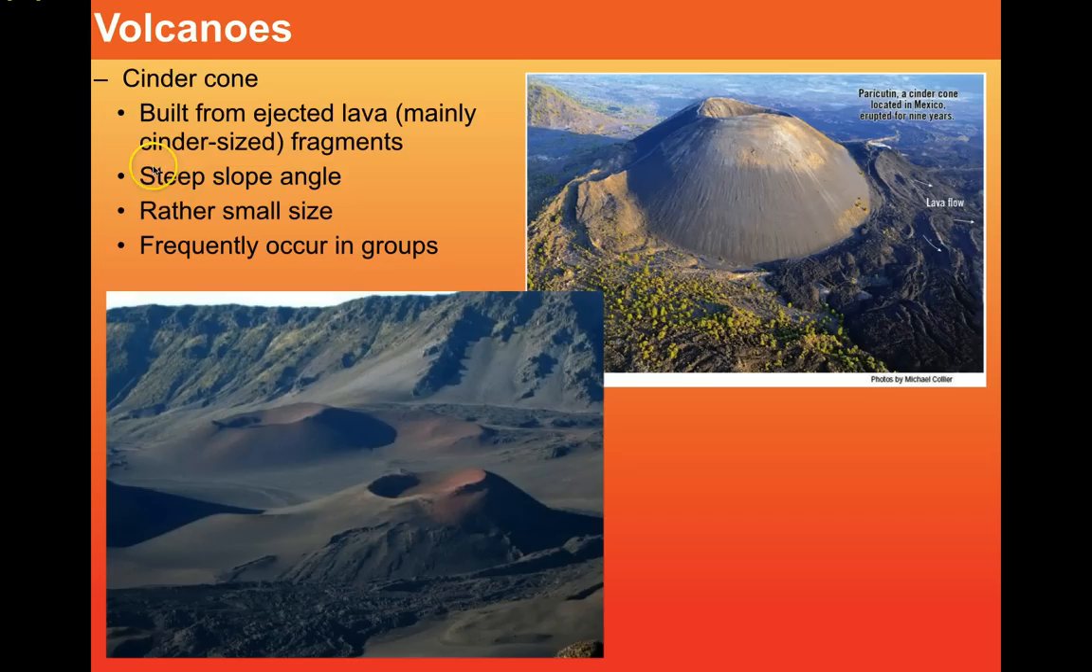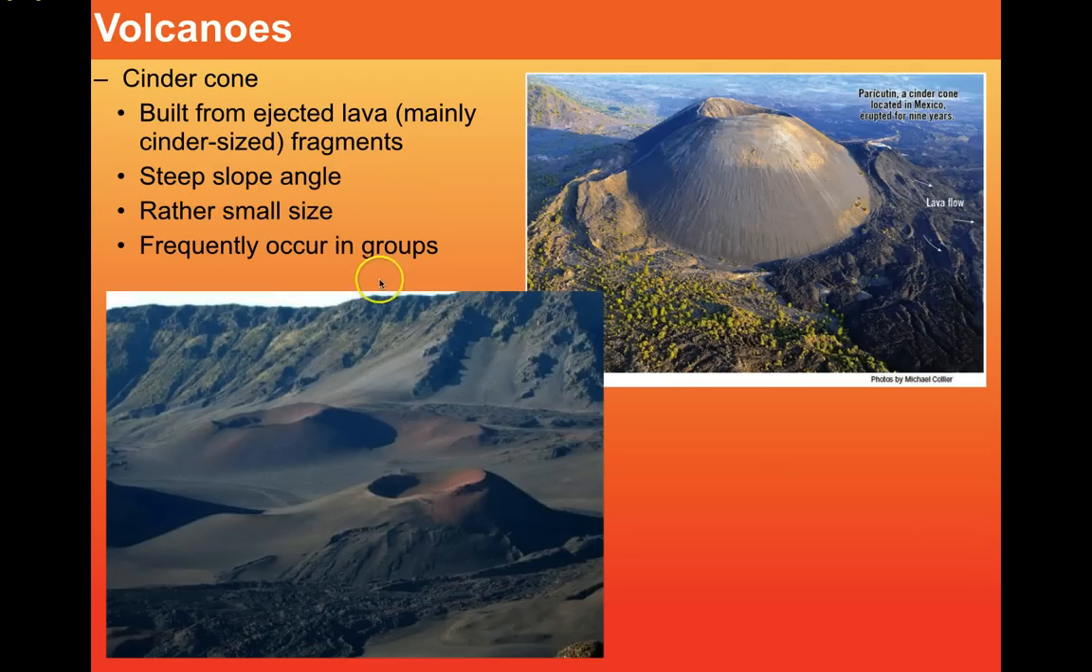Compared to the other types of volcanoes, they tend to have steep slope angles. Notice how steep that is. It's not very tall, but it's very steep compared to Mauna Loa with these big, large shield volcanoes. This is a really steep surface. And they tend to be rather small in size. The largest one I've ever seen is Sunset Crater in Arizona, which I have a cross-section showing about how big that is relative to Mauna Loa here in a moment.